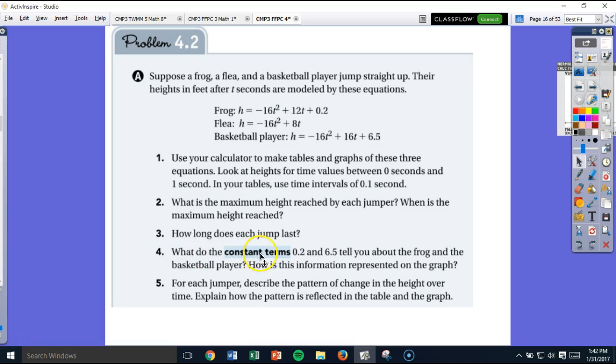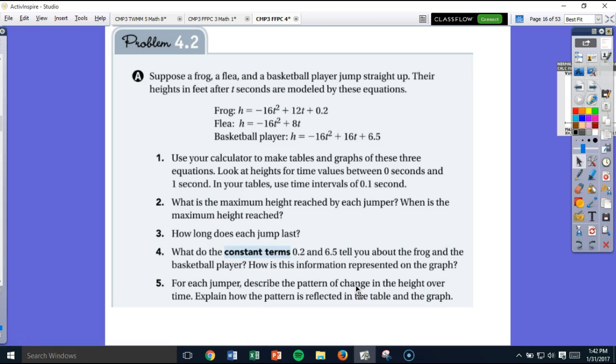Then, what are the constant terms, 0.2 and 6.5? These are your C values. What do these tell you about the frog and the basketball player? And how is this information represented on the graph? Then for each jumper, describe the pattern of change in the height over time and how that pattern is reflected in the table and the graph.